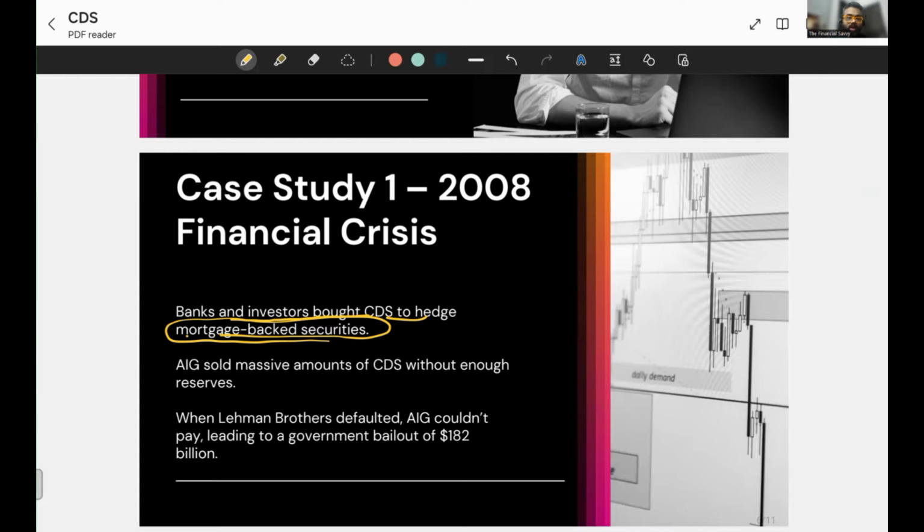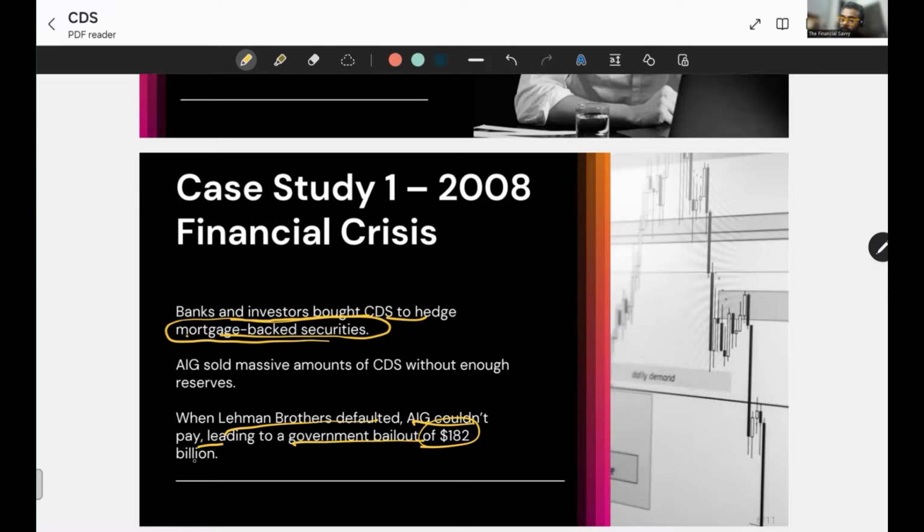So in that way, everything collapsed. That's why we should have a check on the use of CDS. We can't overuse anything without having a check on the risk, without having a check on the probability of default, right? That's the way everything collapsed at that time, and CDS played a very major role. So that was all about the 2008 crisis, right? Lehman Brothers defaulted, AIG couldn't pay, leading to a government bailout.